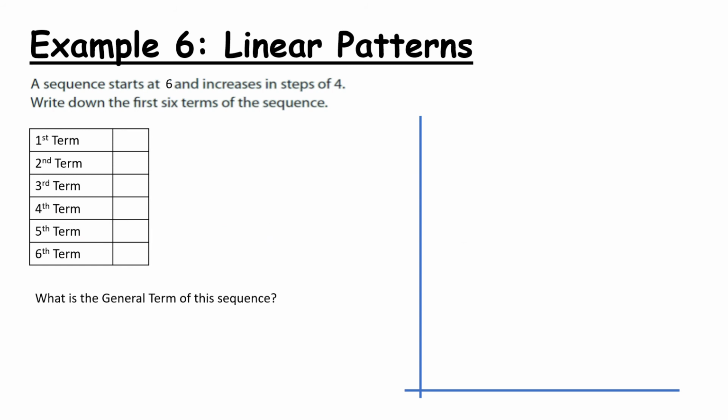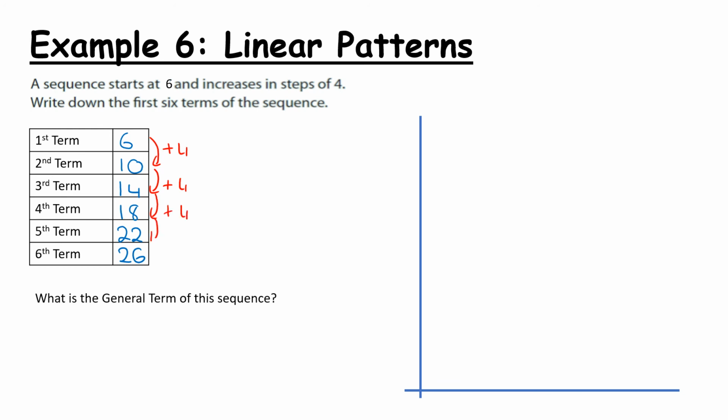Example 6. What we want to do now is put together everything that we've seen so far and make a connection between the pattern section and other sections of our course, in particular coordinate geometry of the line. A sequence starts at 6, so the first term is 6, and it increases in steps of 4. So then we have 10, 14, 18, 22, and 26. As we've already seen, that plus 4 is our common difference.